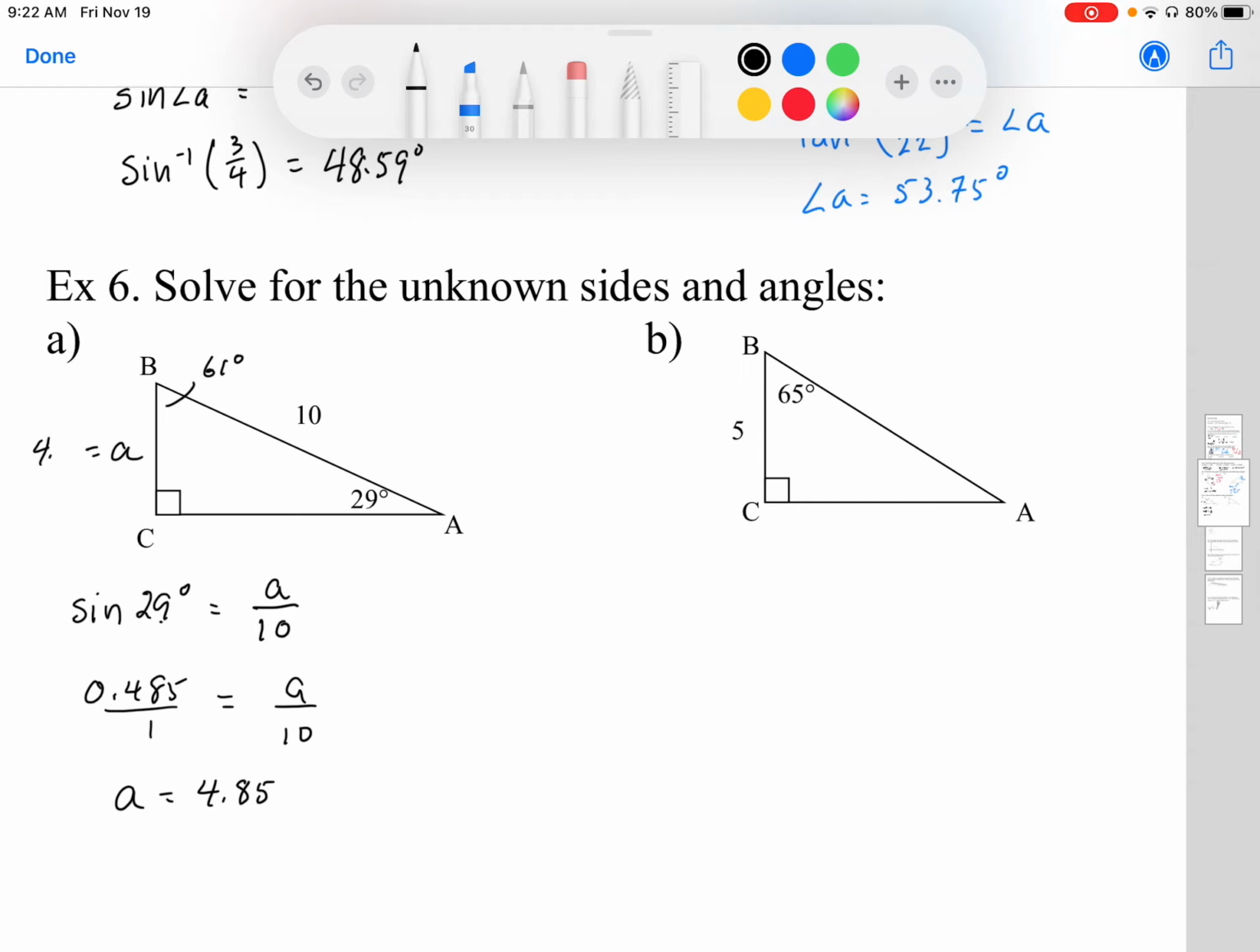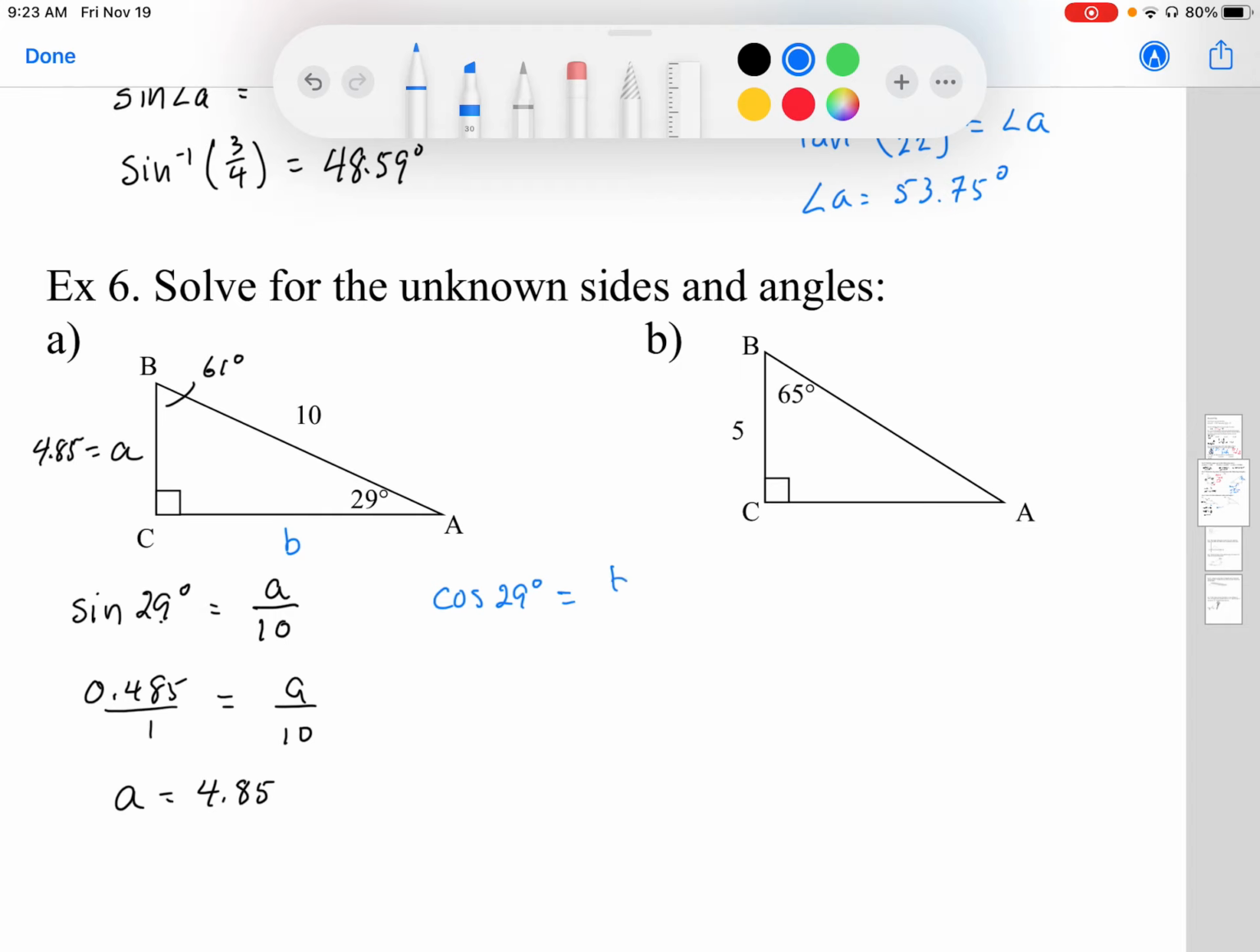Okay, so I'm just going to write that in, 4.85. Now, once I have two sides of a right triangle, I could use Pythagoras. Okay, and that's perfectly fine. And we have options here, but I'm going to choose the option of using a ratio. So this time I'm going to use cosine ratio.